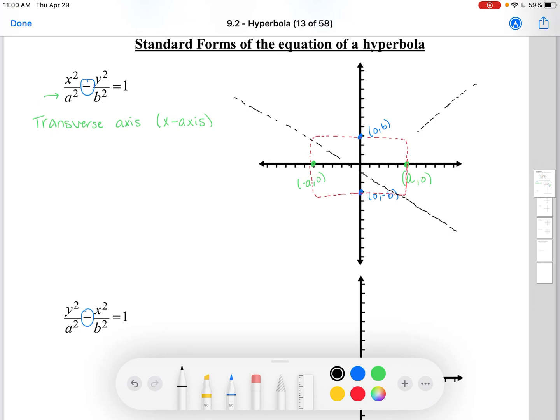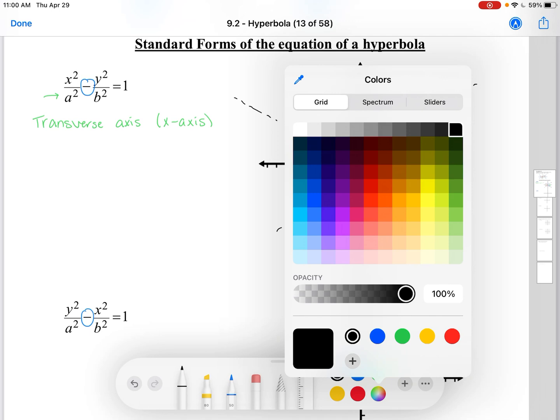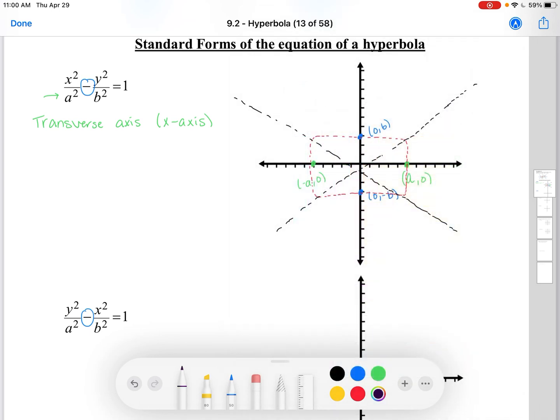Again, these are all just dashed lines to give me an idea of how it's going to look when I go to graph my hyperbolas. Now that I have my rectangle and my asymptotes set up, I am going to be able to graph my hyperbolas. Going back to the original, I have x squared over a squared. So a squared is paired with x. I know I have to be on the x-axis when I finish my graph. So I know I must be going left and right.